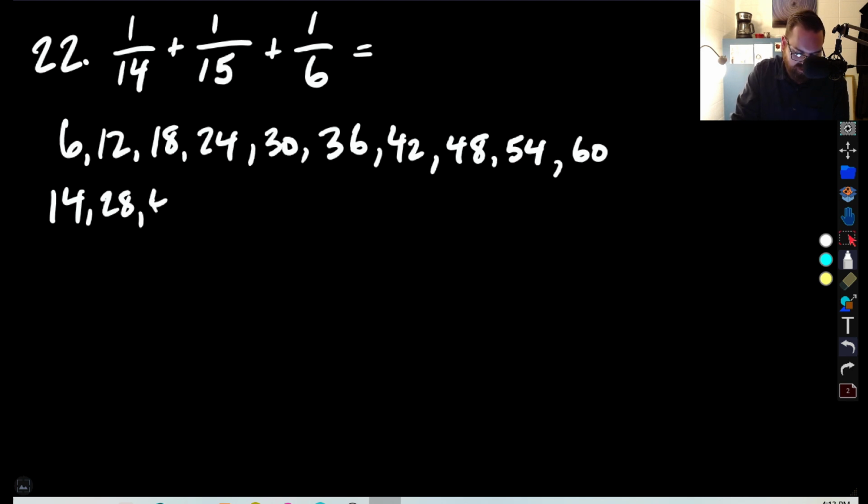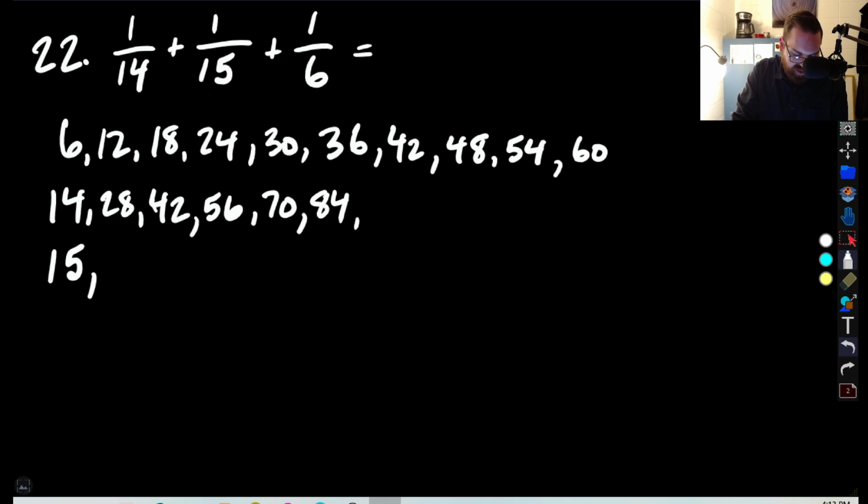computer's slowing down a little bit here. 42, come on, 56, and 70, 84, right? You can see there's nothing here. 42, yeah, okay, there's a 42 there, I suppose. Let's go ahead and do the 15s now. The 15s is where this is all going to fall apart, and you're going to see this really quickly.